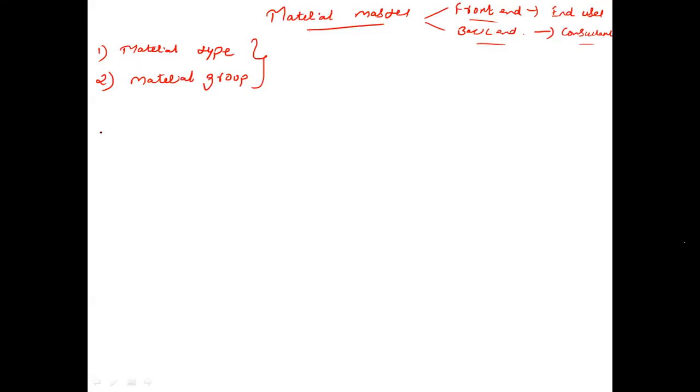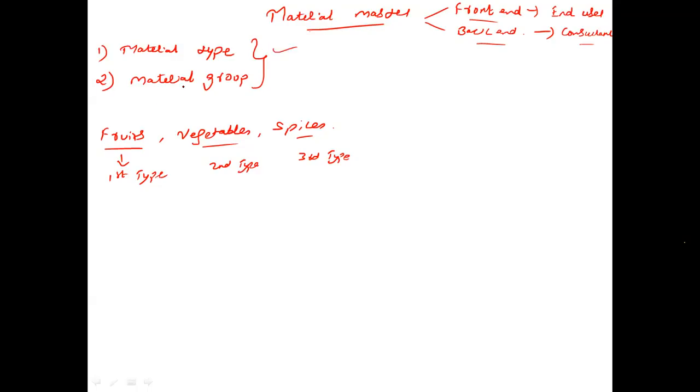Let me take an example of fruits. Under materials, you have fruits, you have vegetables, you have spices. So all these are material types. This is your material, this is your material, and this is your material. This is the first type, this is the second type, and this is the third type. All fruits can be considered as one material type. All vegetables can be considered as one material type. And all the spices can be considered as one material type. So now you understood what is material type.